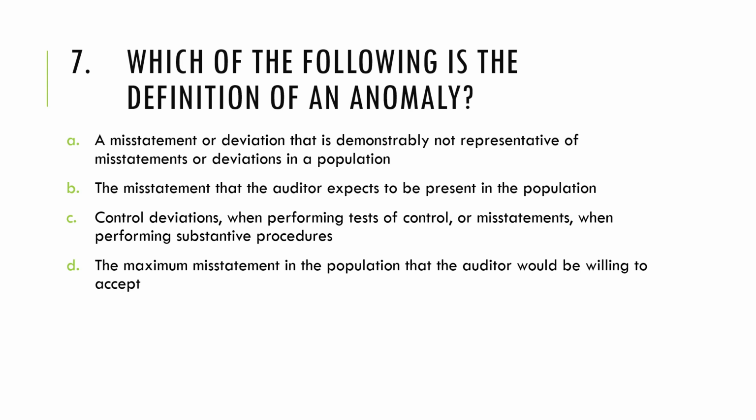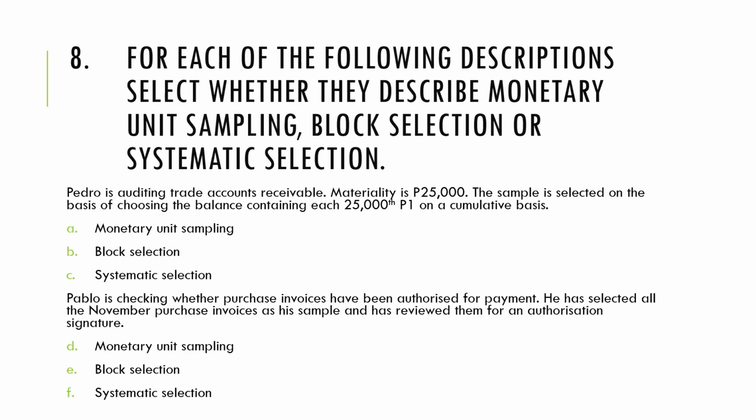Now, in the case of an anomaly or an anomalous error, the definition is most definitely letter A, because letter B is what we call expected error. Letter C, whether it's control deviations or misstatements, collectively we do call them error. And letter D would be your tolerable error. So the answer to number 7 is alpha.